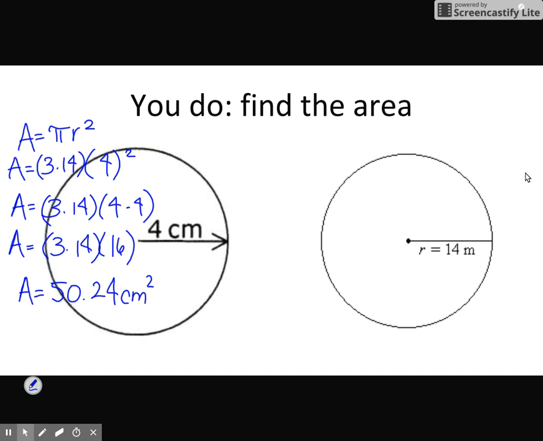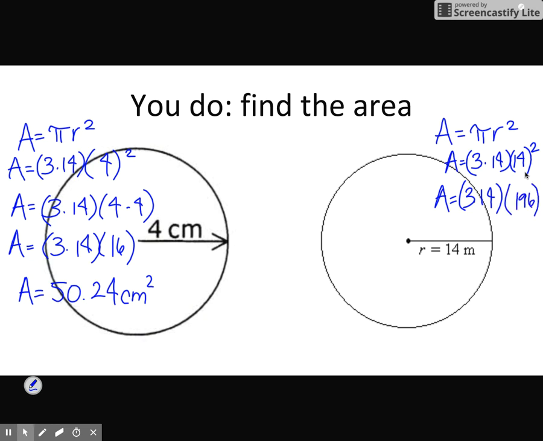The second problem, once again, we start out with our formula. Area equals pi r squared. A equals 3.14 times 14 squared. A equals 3.14. When you square 14, you come up with 196. So 3.14 times 196, area equals 615.44 meters squared.